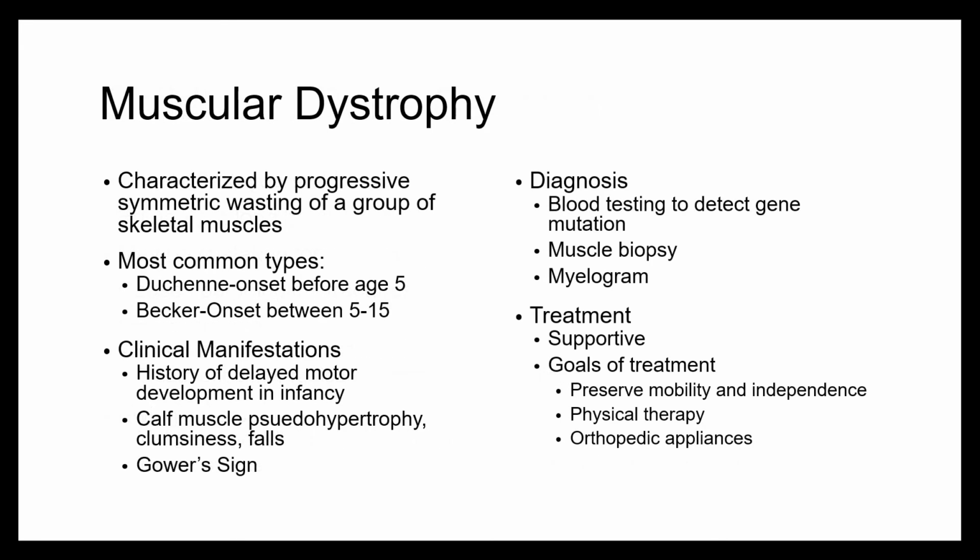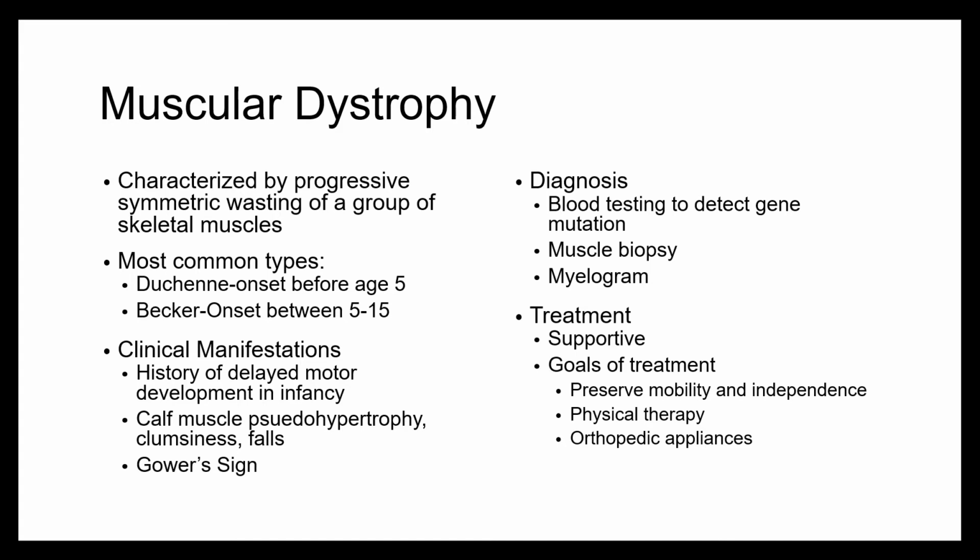Muscular dystrophy is a group of X-linked recessive disorders that are characterized by progressive symmetric wasting of a particular group of skeletal muscles. There are several different types of muscular dystrophy. I only have two pointed out here on the slide. These are the two most common types. First, Duchenne's muscular dystrophy, which usually has an onset before age 5, and Becker's muscular dystrophy, which has an onset between the ages of 5 and 15.